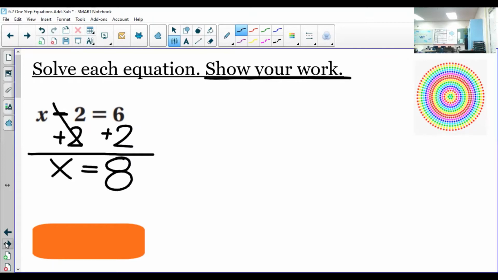6 plus 2 we know is 8. So x equals 8. And if you're not sure, you could always just come over here and substitute, just like we did in the previous type of example. If x equals 8, does that make this equation true? Well, 8 minus 2 is 6. Does 6 equal 6? Yes, so we know our answer is right. So the benefit to these kind of problems is you can check your answers.